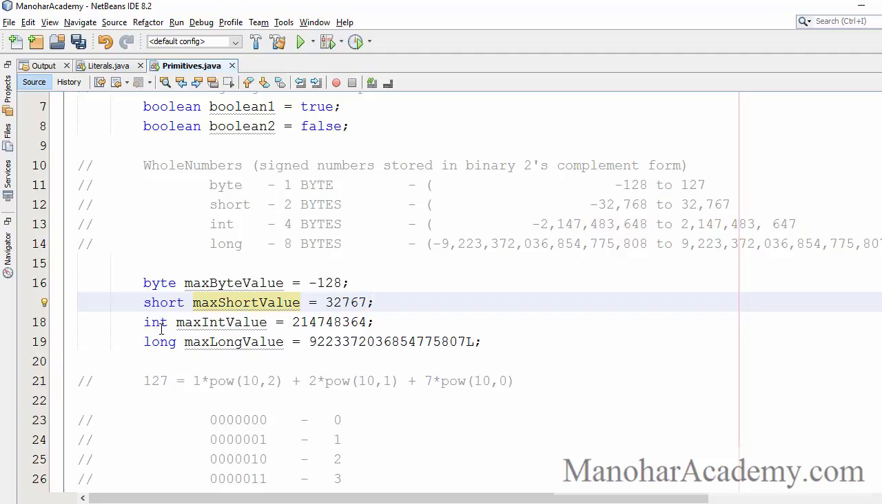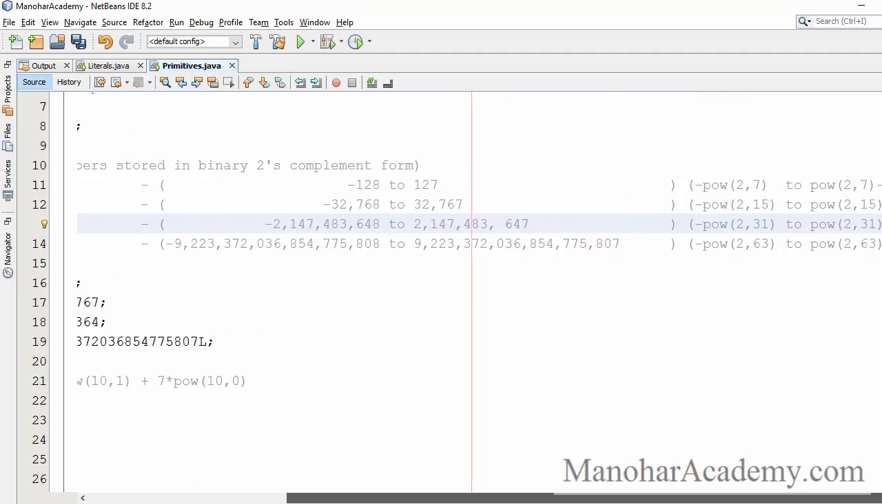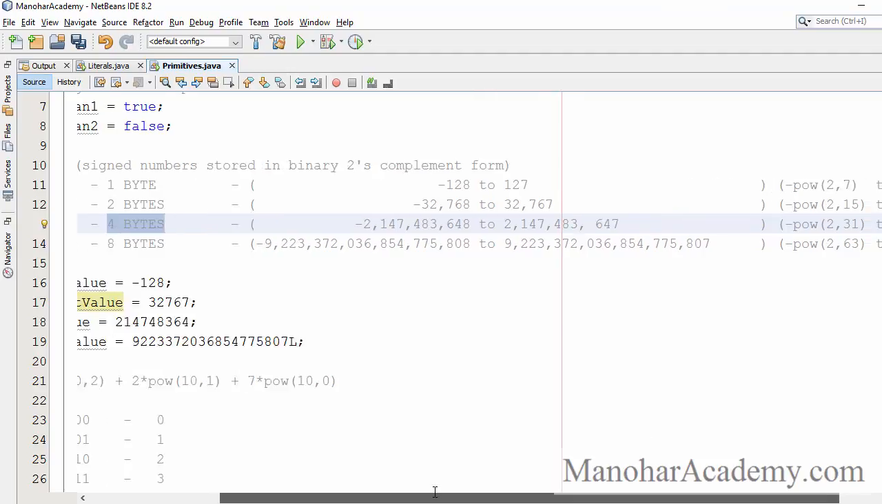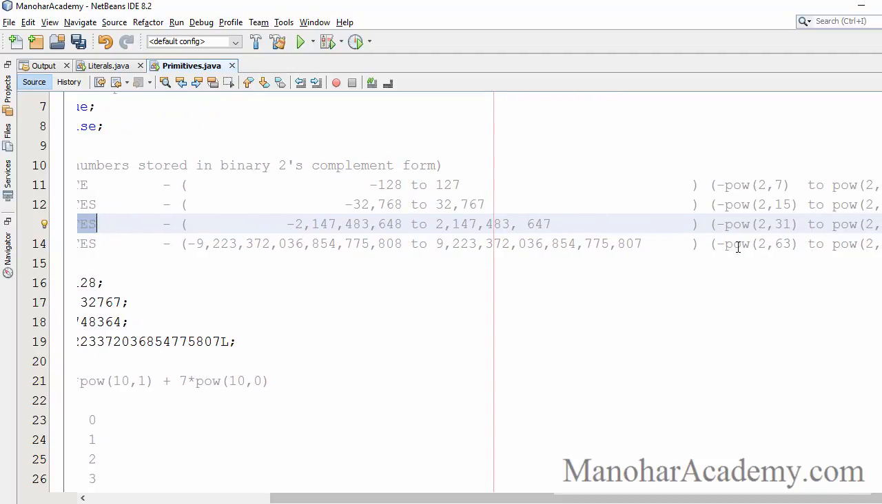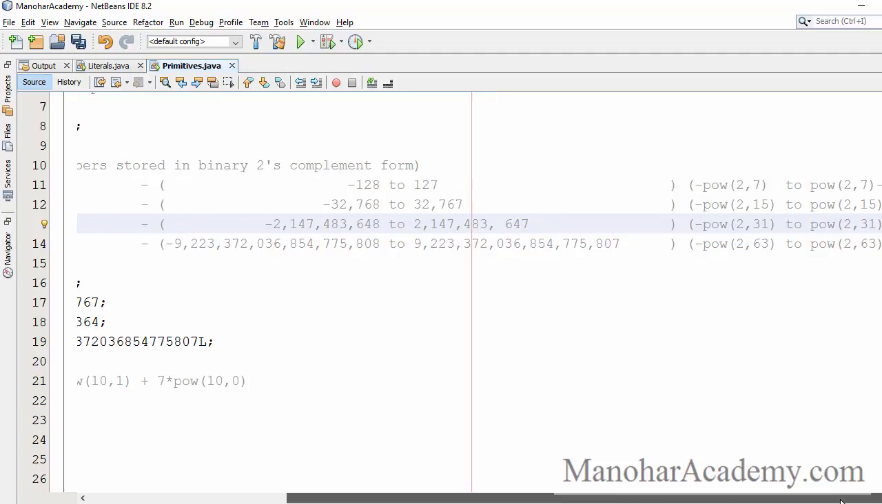Now we are moving to integer, 4 bytes, so 32 bits. 1 bit goes for sign, so we have 31 bits for representing the number. So the range is from minus 2 to the power of 31 on the negative side, on the positive side 2 to the power of 31 minus 1. I'm going ahead with long also. Long is 8 bytes, so we have 8 into 8, that is 64 bits. 1 bit goes for sign, so we have 63 bits. So the range is minus 2 to the power of 63 on the negative side, and positive side it is 2 to the power of 63 minus 1.